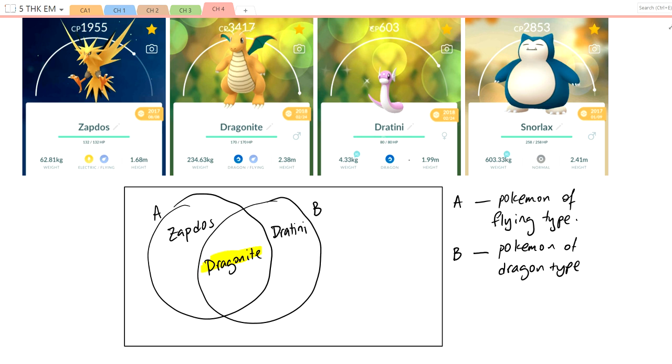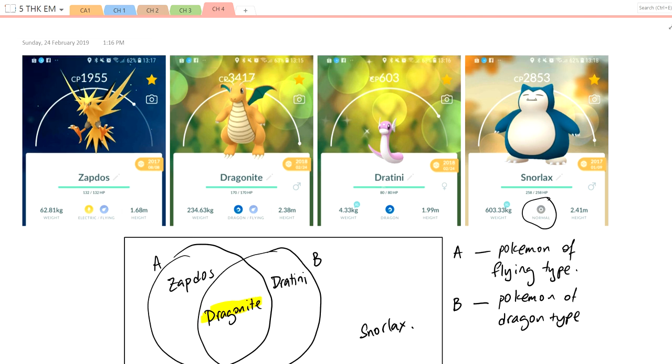And where does Snorlax fall under? It doesn't fall in A, it doesn't fall in B. It is a normal type. So it may fall into another set of its own, a normal type. We just put it outside here, we've got Snorlax. Okay, so this over here is a form of classification that allows us to, at a glance, know which categories the Pokemon fall under.